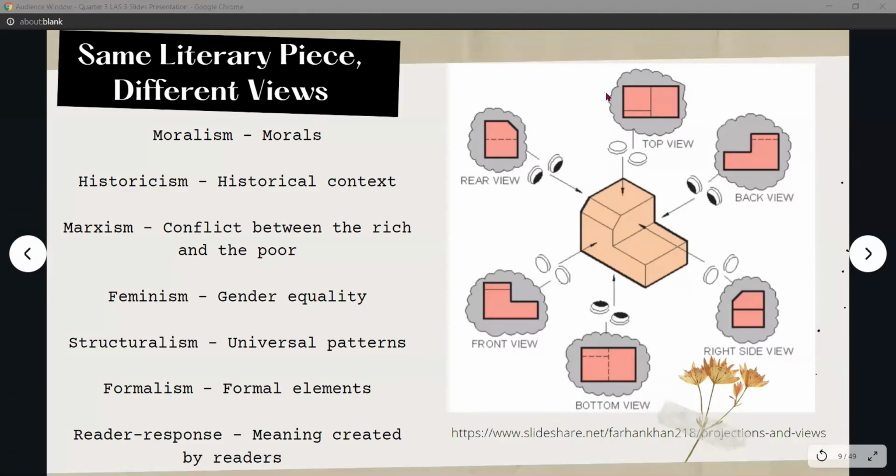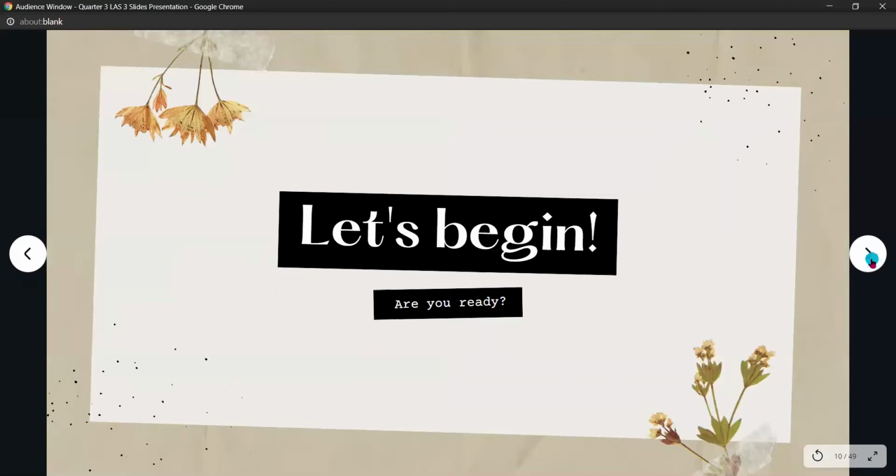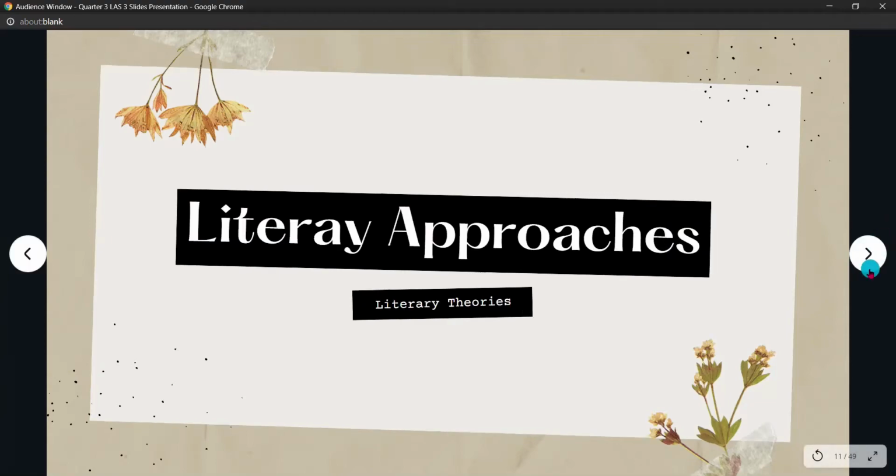Doesn't it sound so exciting? Various approaches on literary criticism will give us new sets of eyes. Before, we thought that there is only one correct analysis and interpretation of a literary piece. But with literary approaches, reading literature will never be the same again. Let's cut to the chase and begin to explore literary approaches, aka literary theories.